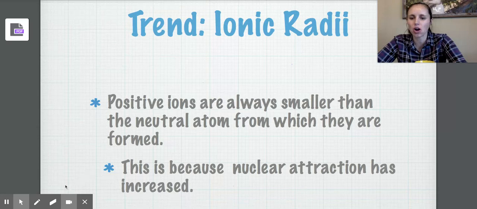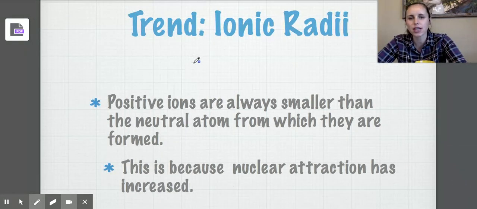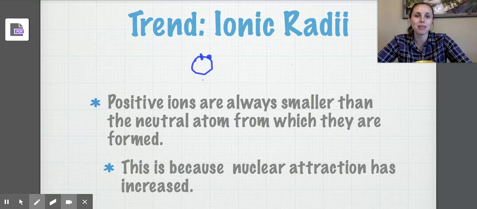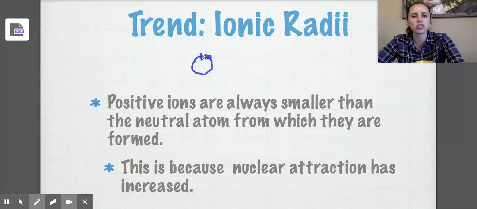Positive ions are always going to be smaller. So let's think about lithium again. And if we're thinking about lithium in terms of an ion, it is going to lose its outside valence electron. Lithium's going to lose its outside shell. So naturally, the lithium ion is going to be smaller than the lithium atom. It's going to be smaller because it lost its outside shell. If it's losing an outside shell, then we've got a smaller ion than we do atom.